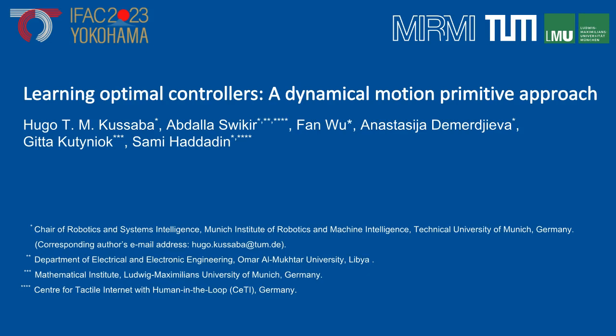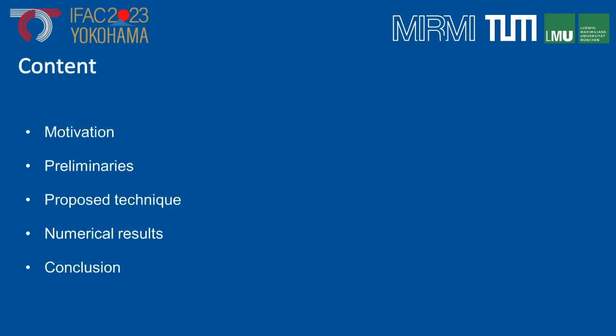In this work we will present a framework to learn optimal controllers by using a supervised learning technique that leverages dynamical motion primitives, and how to make it more sample efficient. First, we will state the motivation of the problem and give the necessary background for understanding our work. Next, we present the proposed technique, and after that, show some numerical results illustrating the potential of the technique. In the end, we will conclude this work with the summary of our results.